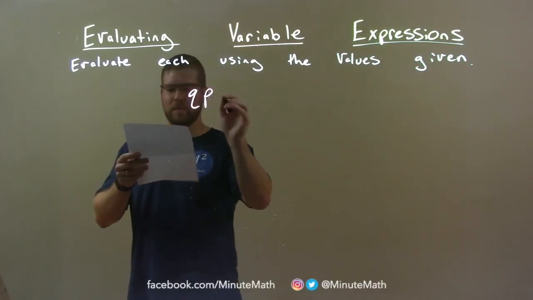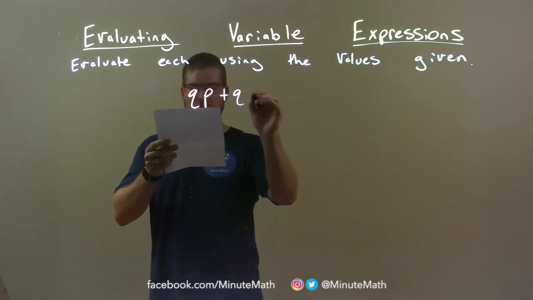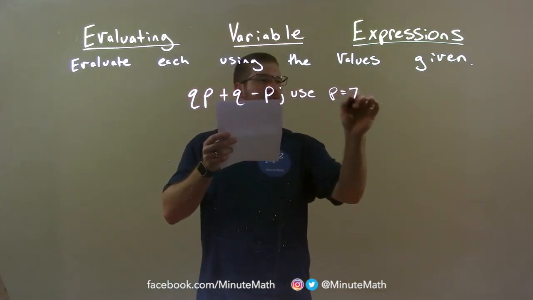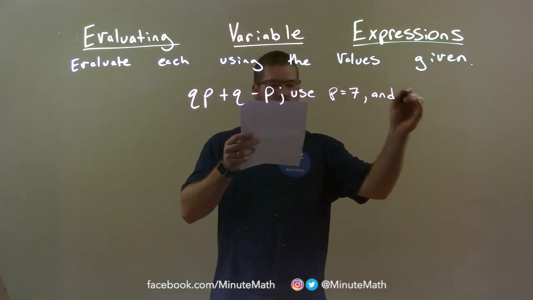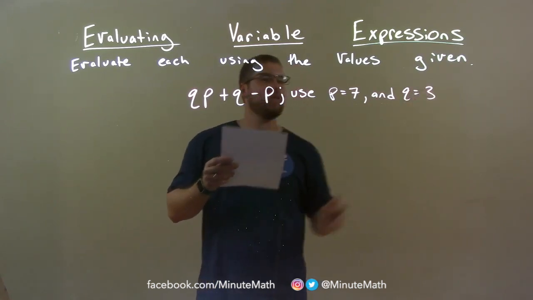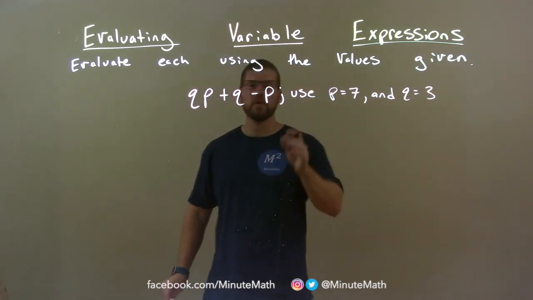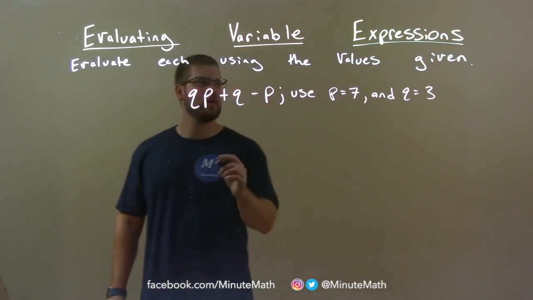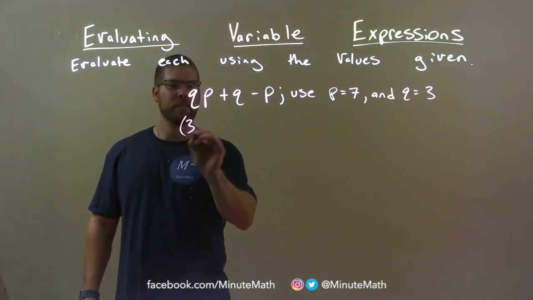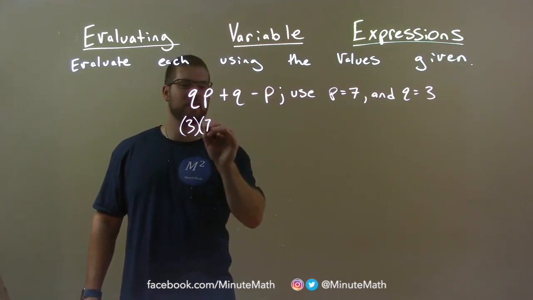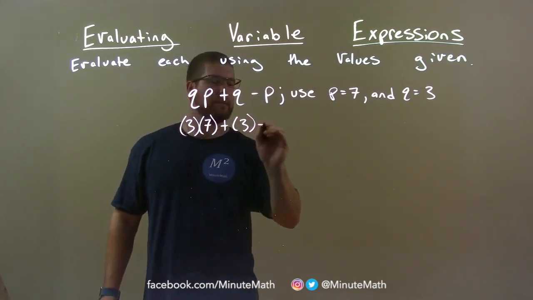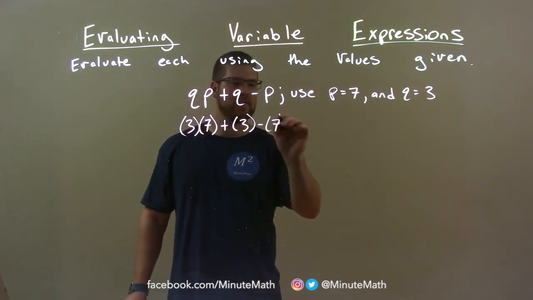Q times P plus Q minus P. And we're using P to be 7 and Q to equal 3. Okay, first step, substitute our variables with their corresponding numbers. Q is 3 and P is 7. All right, Q again, 3 minus P, which is 7.